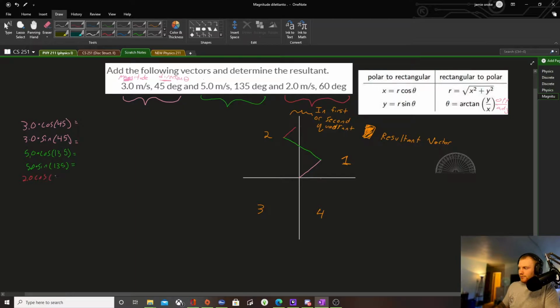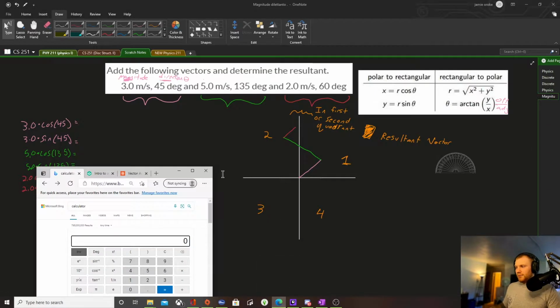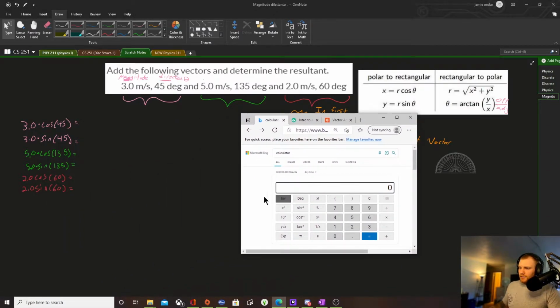So we will have 2 times cosine of 60, and then 2 times sine of 60. And a good point here is to know that they're in degrees, so the direction will be in degrees. So we're going to want the calculator that we use to also be in degrees. So with this little calculator, we're just going to take 3 times cosine of 45 degrees.